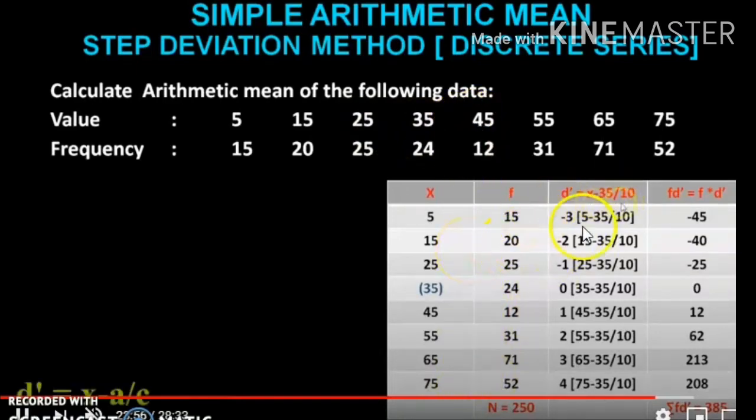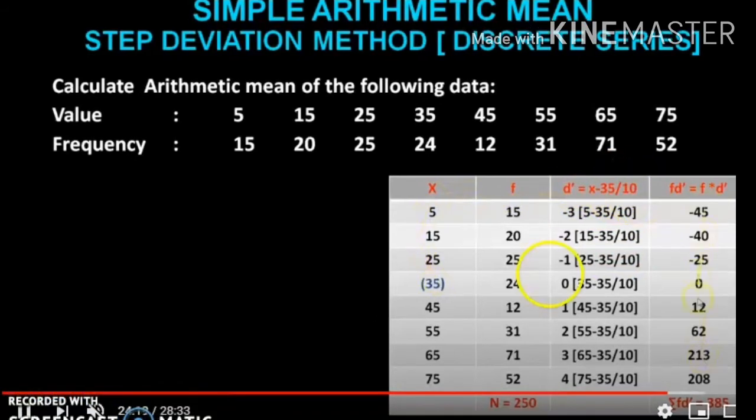So how will you find d dash? d dash is x minus a by c. So you will be calculating from each value. 35 is the assumed mean. So how will you calculate d dash? d dash, as you know, is x minus 35, where the assumed mean is 35. You will be subtracting from each value and dividing by the common difference, which we found to be 10. So from the x values we are getting 10 as the common difference.